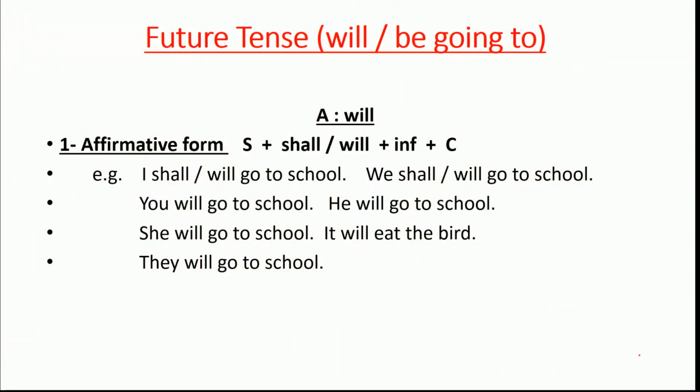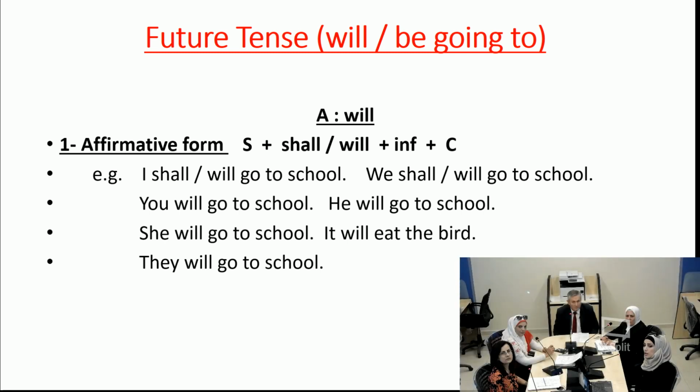In the affirmative form, we use the subject plus shall or will plus infinitive plus the complement. For example, I shall or will go to school. You will go to school. She will go to school. They will go to school. We shall or will go to school. He will go to school, and it will eat the bird. So we use shall with I and we.